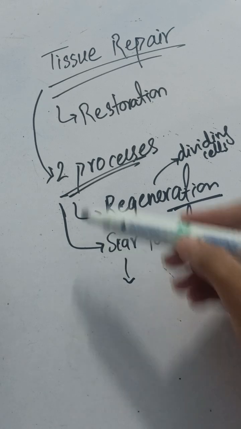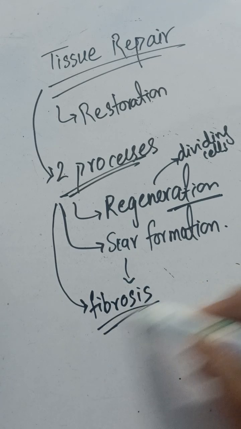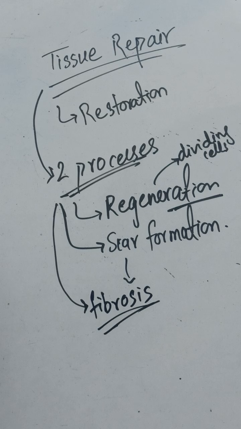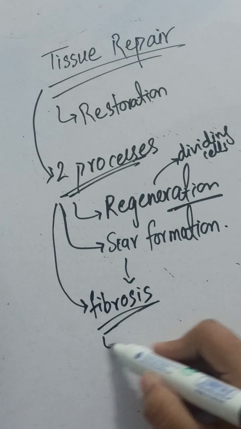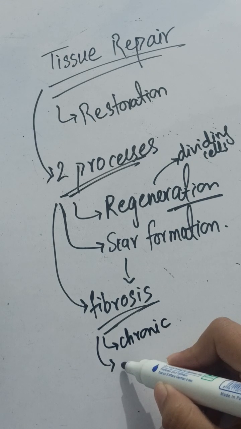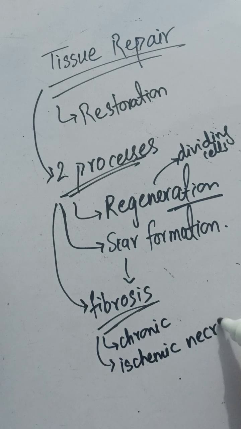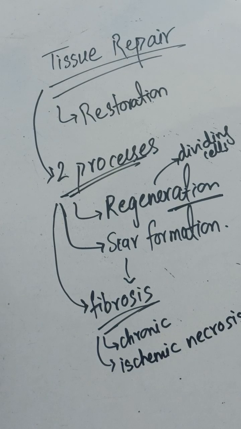The third type of tissue repair is fibrosis. You know about fibrosis: excessive deposition of collagen or fibroblast cells at the site of injury. Fibrosis always occurs after chronic injury or chronic inflammation, and after very severe ischemic necrosis. The most common sites at which fibrosis can occur are the liver, kidney, and myocardium.